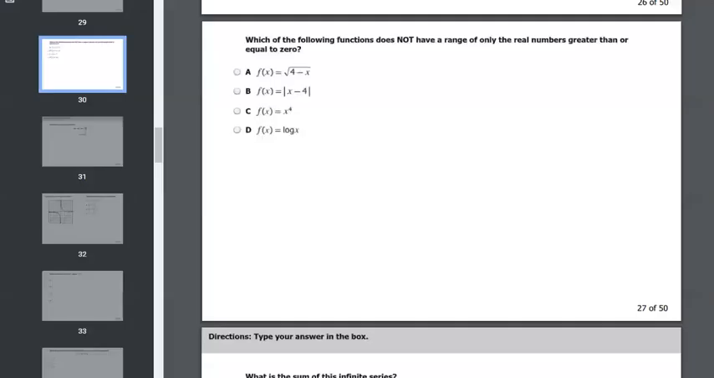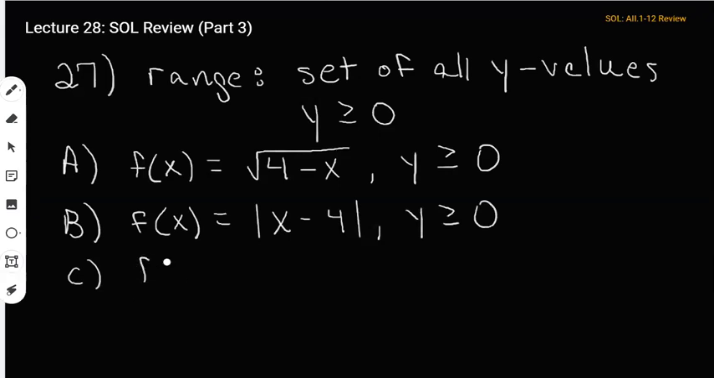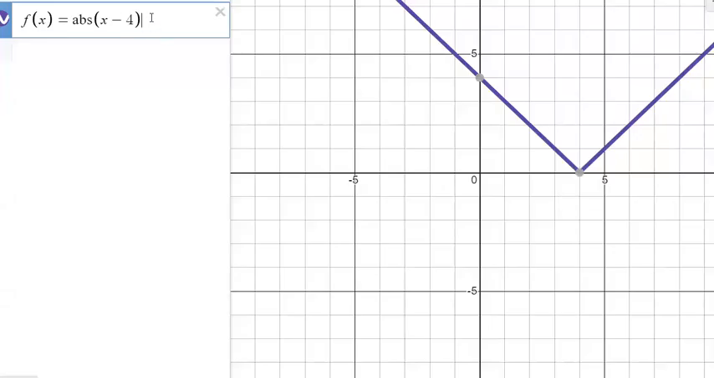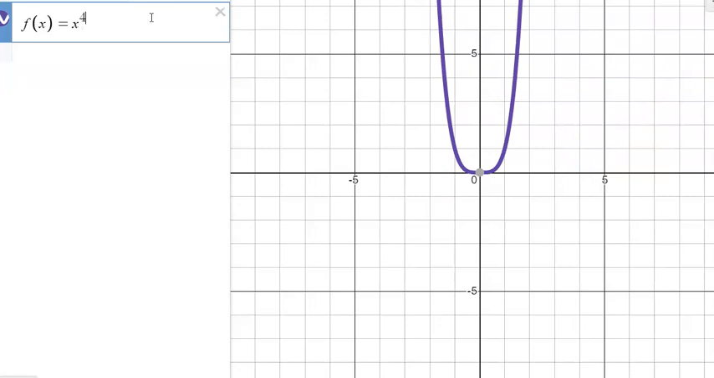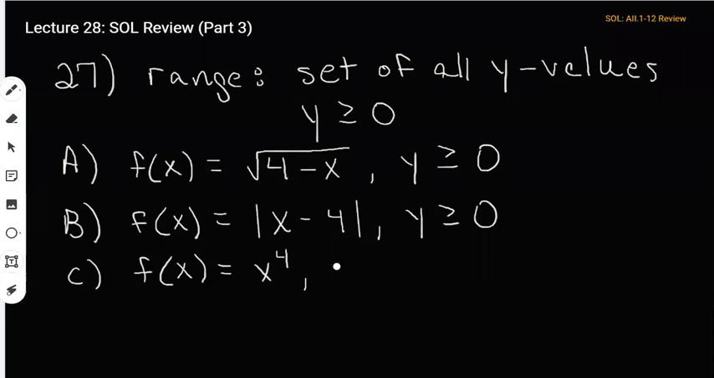All right, let's look at C. C says x to the 4th power. Let's see what that looks like. I'm going to type in x to the 4th power, and I get this U-shaped graph. So what is the range of this graph? The y values are going to start at 0 on the x-axis, and they're just going to go up from there. So y is greater than or equal to 0.